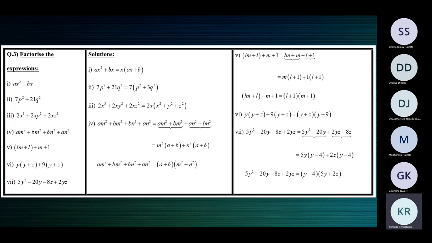Now, what is common between 5y square and 20y? 5, ma'am. 5y into 5 is 5y square. 5y into minus 4 is minus 20y. Whatever is the sign here, write the same sign, plus. Between 2 and 8, 2 is common. Between YZ and Z, Z is common. In the bracket, 2Z into Y is 2YZ. Plus into what will give you this minus 8Z? Plus into minus is minus. So minus. And 2 4s are 8. 2Z into 4 is 8Z.